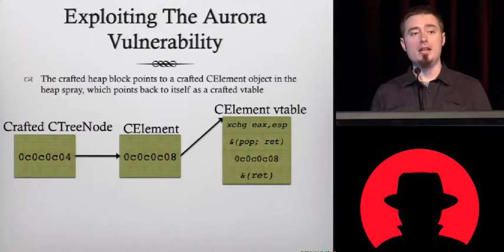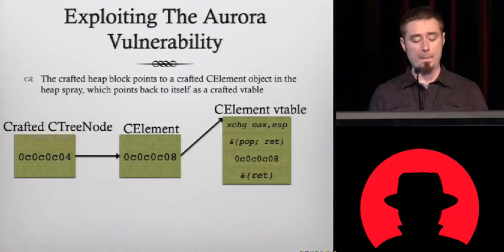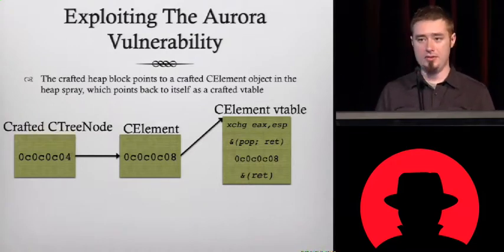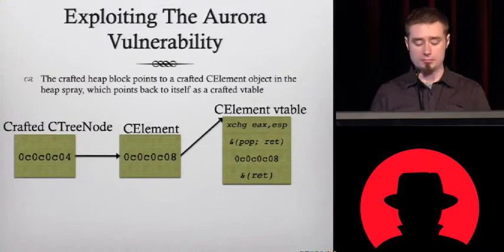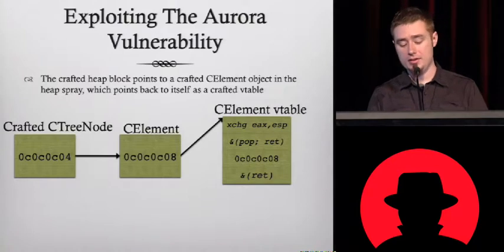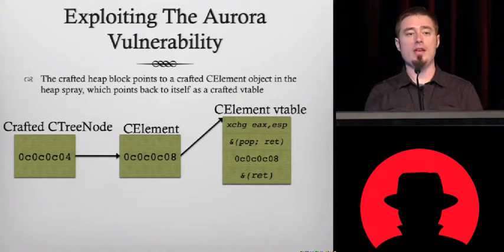What we do with that is, for a simple naive exploit that uses a heap spray, we're just going to point that into the heap spray. So that address, the 0C0C0C, is the common one. I've sprayed the heap, there's a bunch of stuff there. And so our crafted CTreeNode actually has the pointer to the CElement. The CElement has the fake vtable.